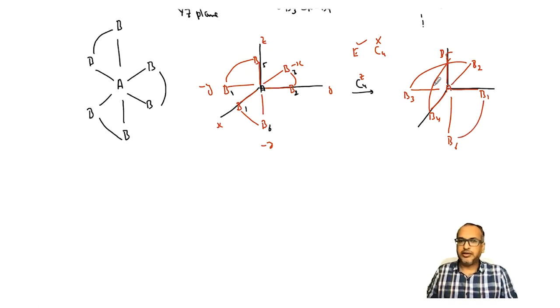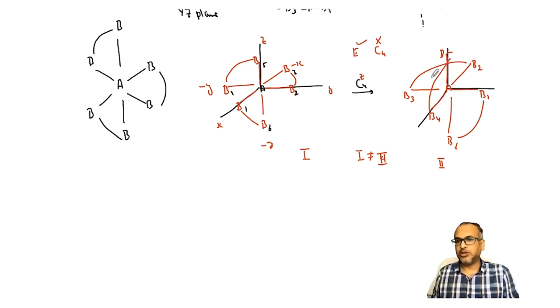Now you see that these bonds, if I do a C4 rotation, these bonds make these two configurations different. So I can say that one is not equivalent to two, right? Whereas in case of octahedral, because these bonds are not there, so 1 and 2 are equivalent, so that's why C4 exists. In this particular case, C4 does not exist.